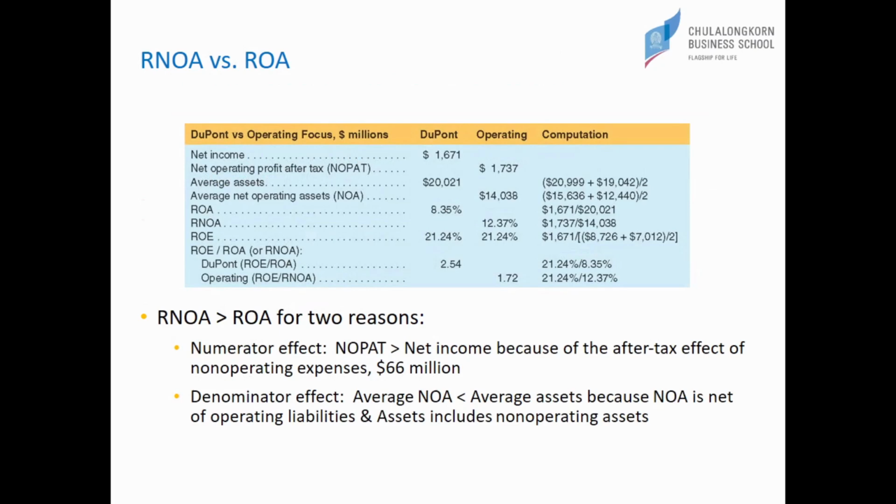And then there's a denominator effect. So the average NOA is always going to be smaller than average assets. Okay? Because net operating assets do not include operating liabilities, and the normal assets would include the non-operating assets. So the denominator is always going to be smaller for our RNOA. Therefore, RNOA is always going to be greater than ROA.